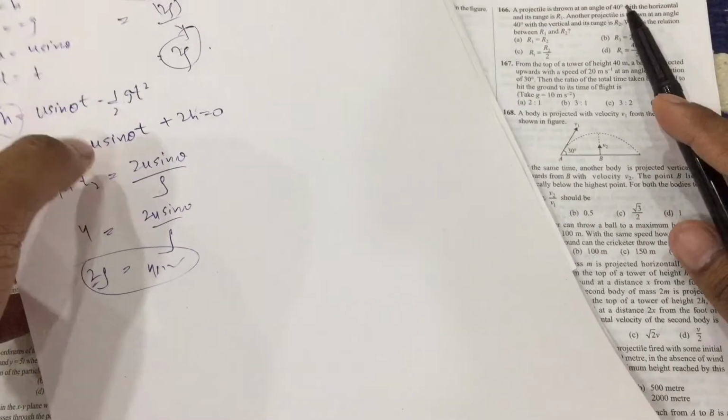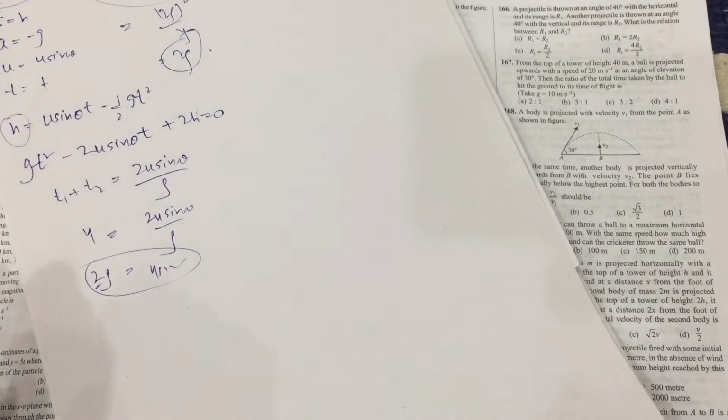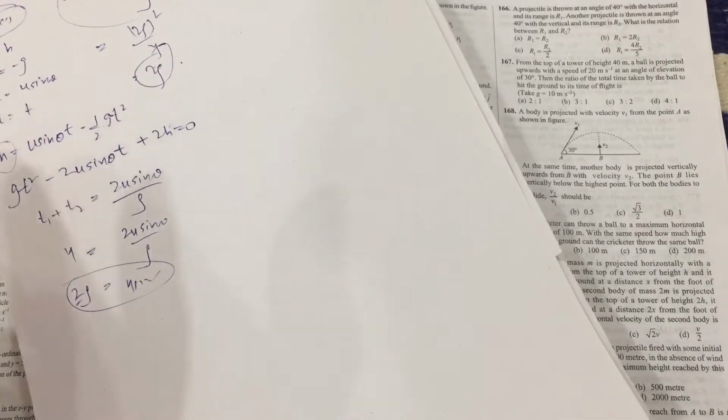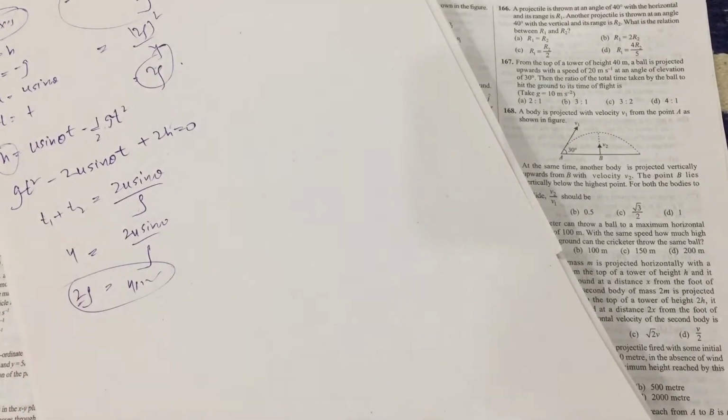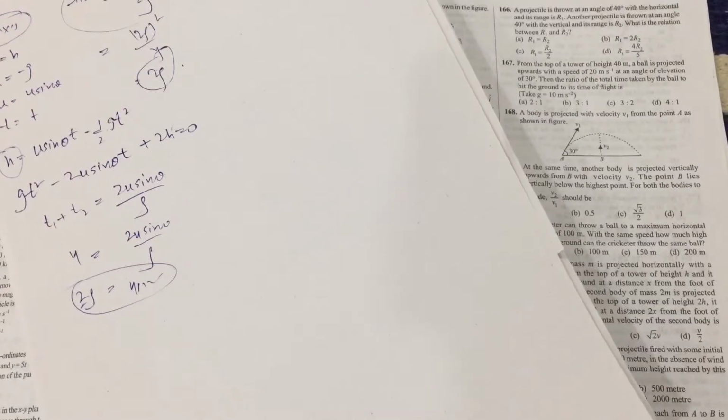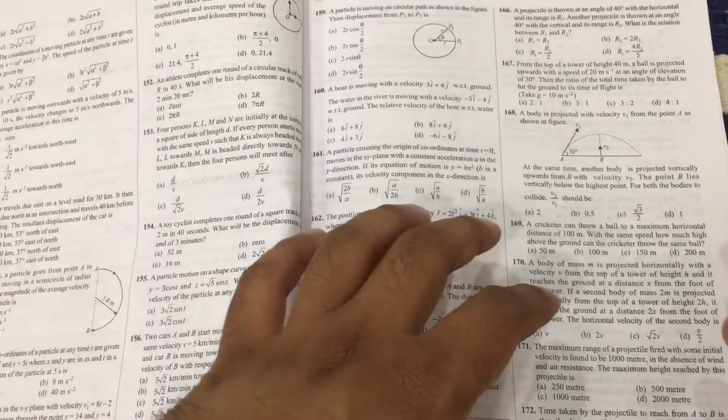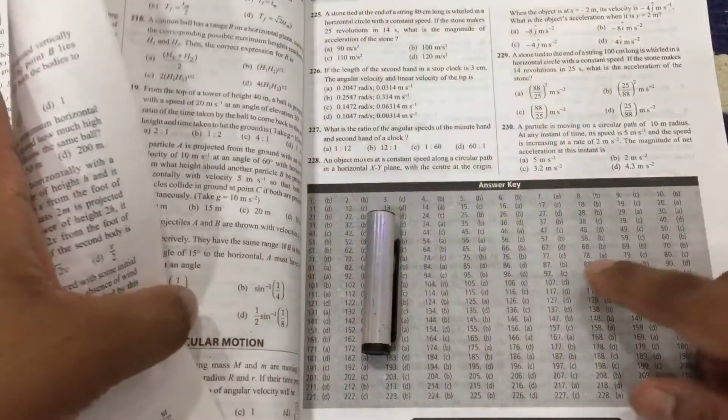r1's angle is 40 degree and r2's angle is how much? R2's angle is 40 degree with the vertical, that means 50 degree with the horizontal, right? 50 degree because the total angle is 90. So 40 and 50, and we have already seen in our lecture that these angles are complementary, alpha and 90 minus alpha. And for complementary angles, the range is the same. That means R1 is equal to R2 must be the answer. 166 A. Let us check 166. Yeah, A is the right answer.